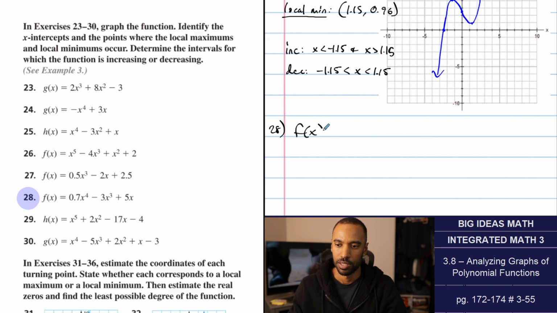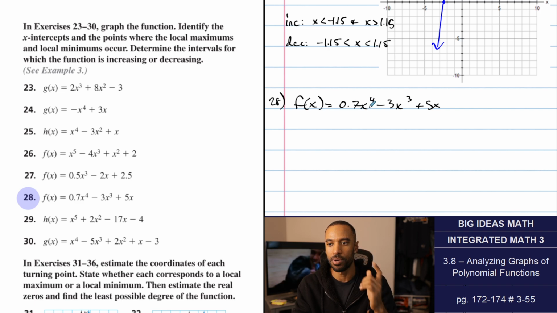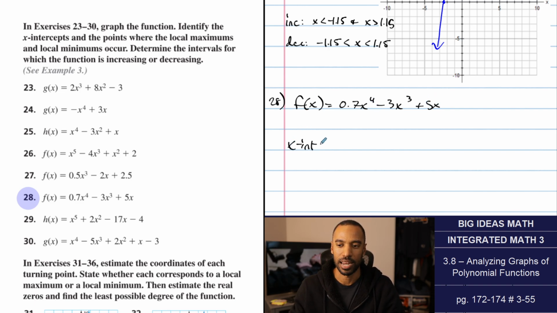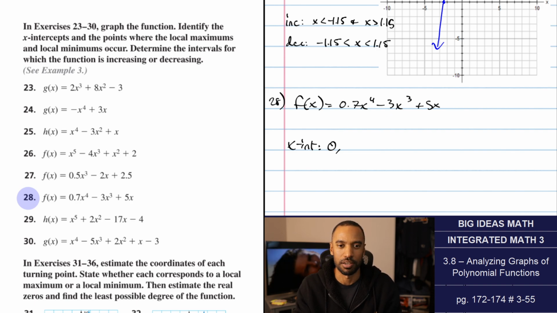f of x equals 0.7x to the fourth minus 3x cubed plus 5x. My note, I'm not going to write it in factored form. My note is that x is a common factor. That means 0 will be an x-intercept. So I'll write that x is 0. I just won't write the factorization. But 0 is one of them. That way we know if there's anything else that's kind of crossing through and stuff. We're just well aware. So I got that set up and started.